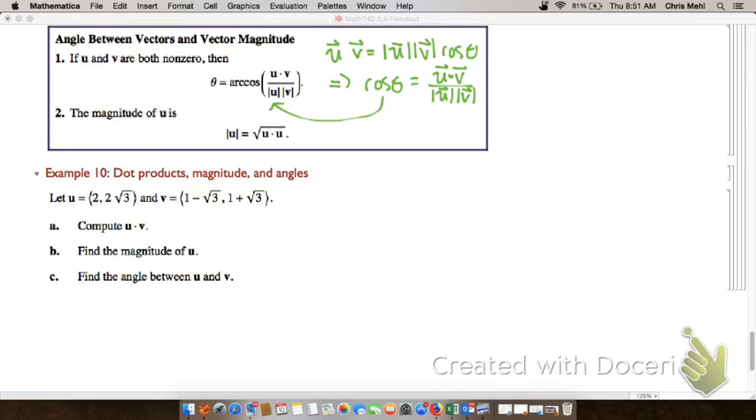Okay, so we're going to go through this example now at the bottom. We're going to find the dot product of u and v using the theorem. We're not going to use the one involving the angle. We'll find the magnitude of u, and we might as well find the magnitude of v as well, and then we'll use those quantities to find the angle between u and v.